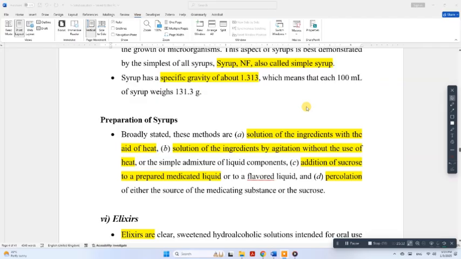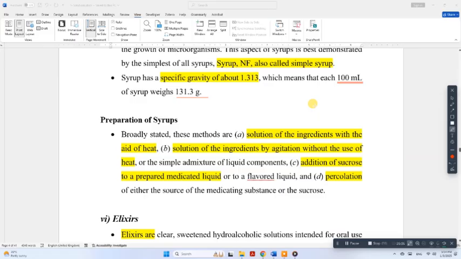One of the characteristics of syrup is specific gravity. Specific gravity is very similar to density. When you see specific gravity, you should know that it has no units. This is very important. But I want you to imagine specific gravity as grams per ml. Again, specific gravity has no unit, but imagine it as grams per ml, which means every ml of this simple syrup or syrup NF has a weight. What is this weight? It's 1.313 grams.